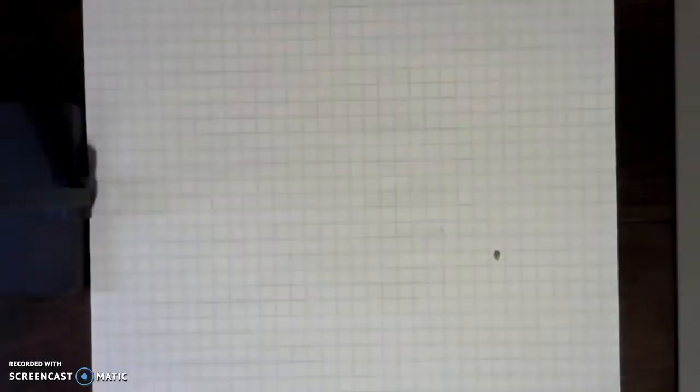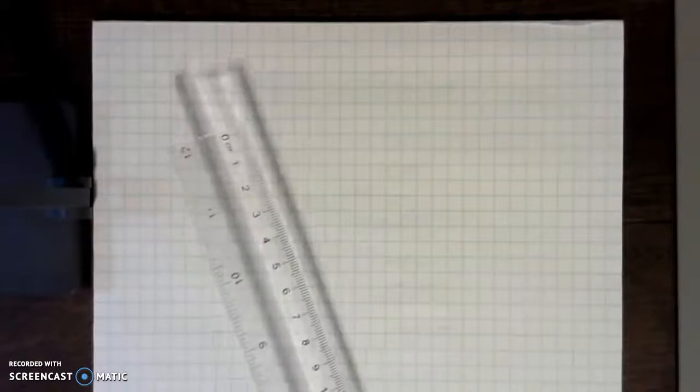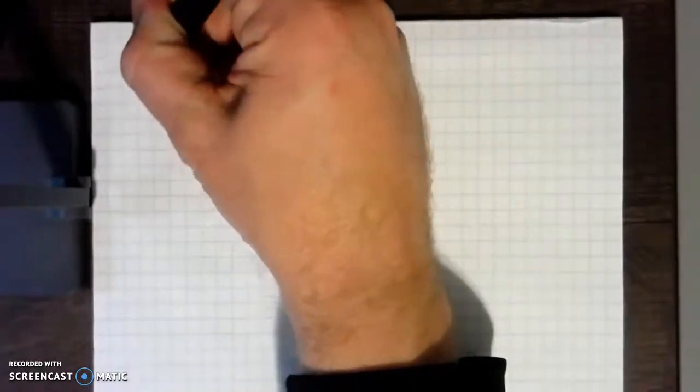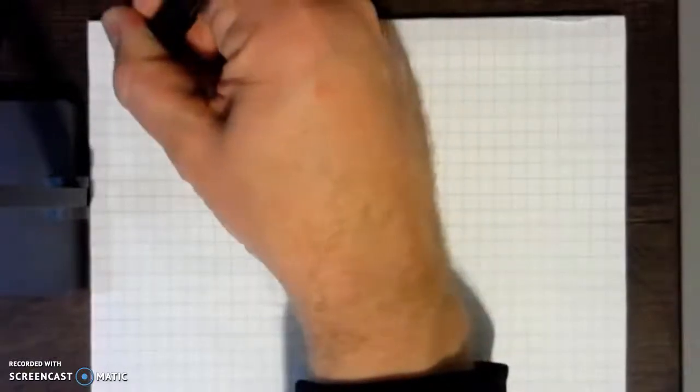Alright, so lesson 7.1 today. Two things you'll really need for today's lesson are graph paper and some sort of straight edge, whether it's a ruler or anything that you can at least draw a straight line with. We'll be graphing. Chapter 7 is all about systems of equations, and with 7.1 we're going to be using the graphing method.